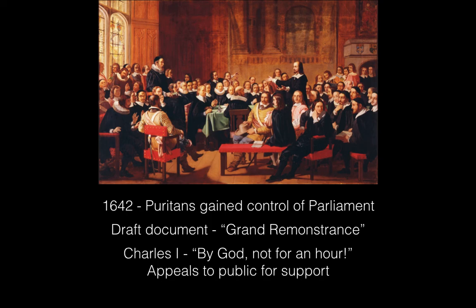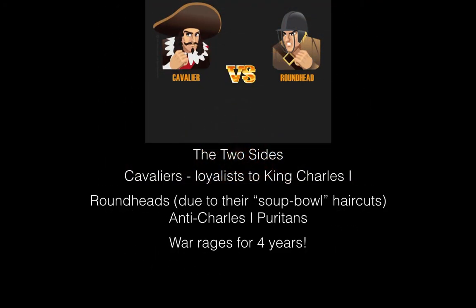Like I said, they make the appeal for public support. And Charles objects, and he ends up taking to the field in 1642. And that creates, unfortunately, a civil war, because you have people that sided with the king and those that didn't.